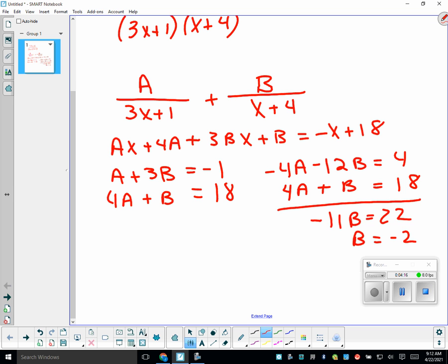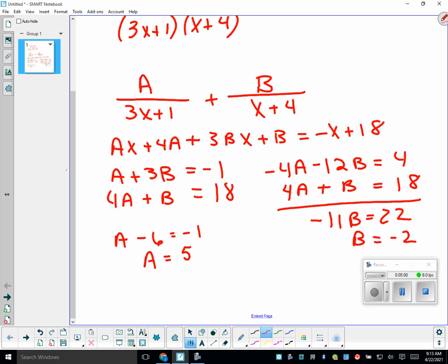We're going to pause here just a minute. You agree? How could I find A? Plug it into one of these two? Can I plug it into the top one? A plus 3 times negative 2, A minus 6 equals negative 1. What is A? 5. So now I know A and B.